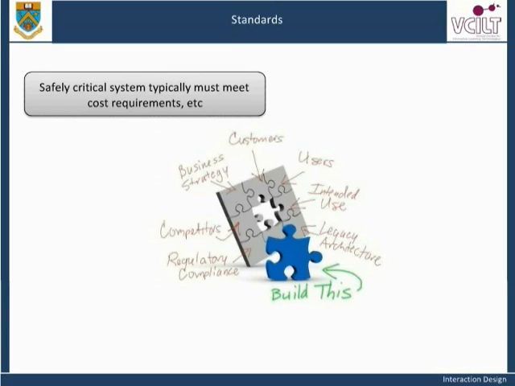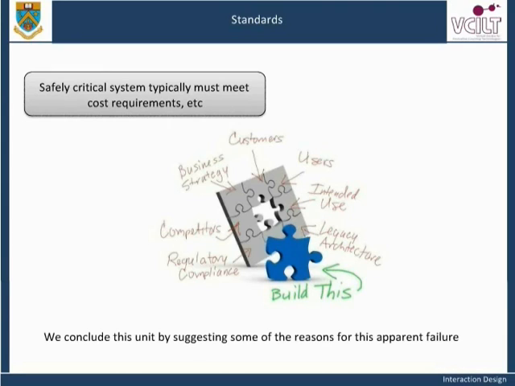Safety-critical systems typically must meet cost requirements, etc. Despite all the motivations for developing usable systems we shall lay out, there is very little evidence of user-centered design being successfully used in the commercial development of systems. We conclude this unit by suggesting some of the reasons for this apparent failure.